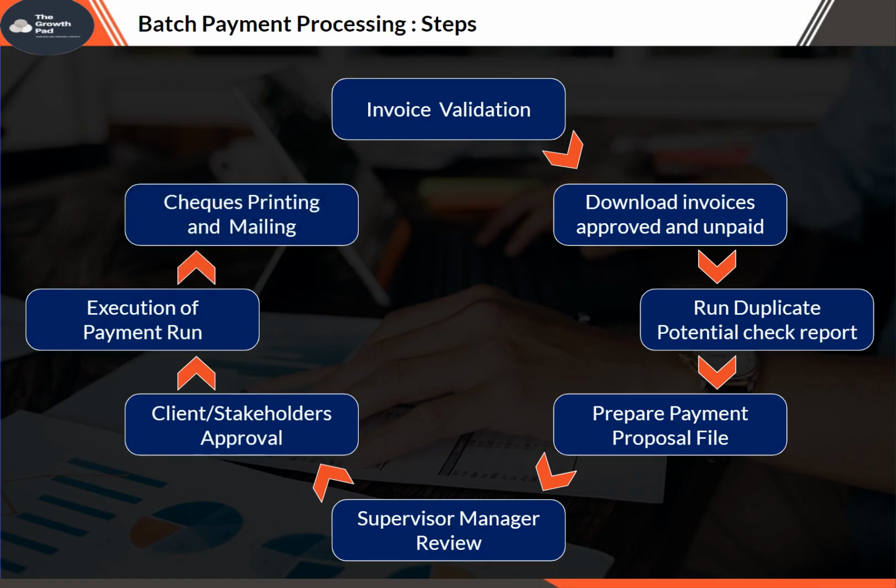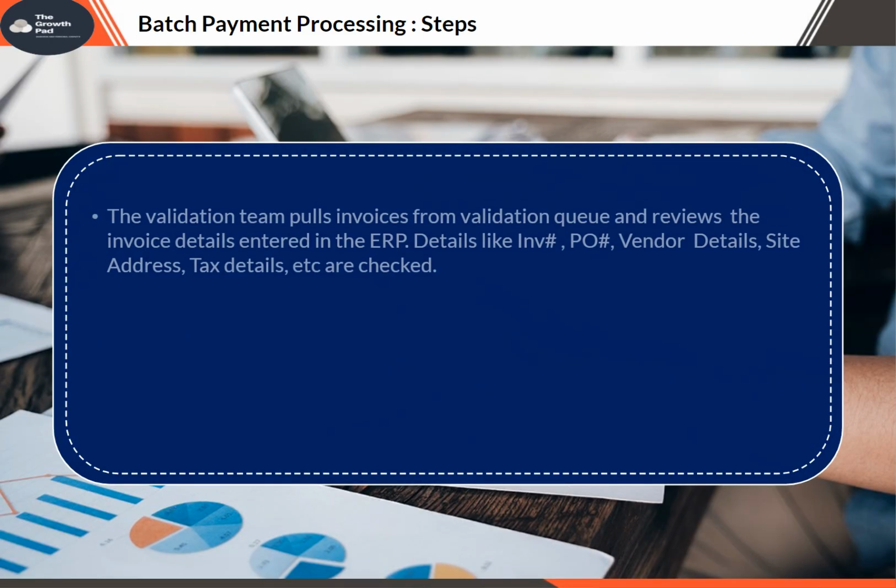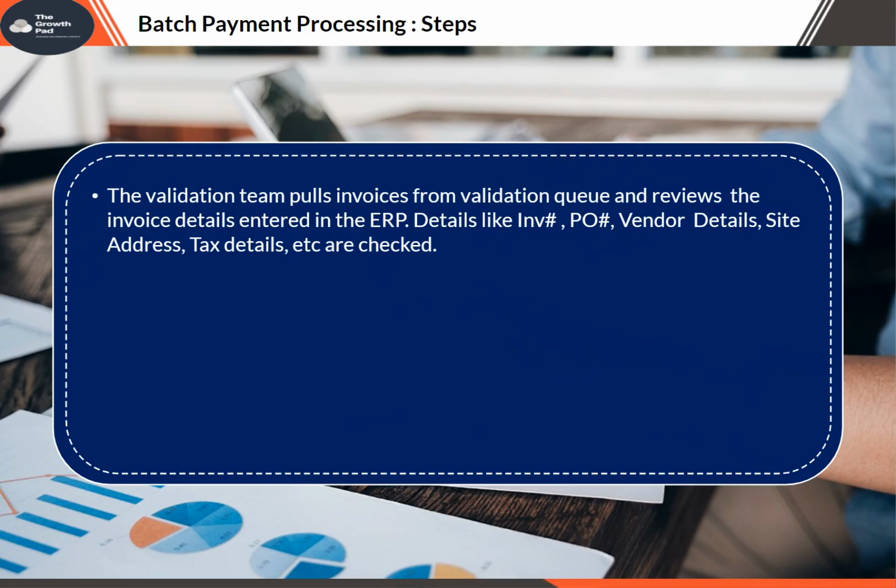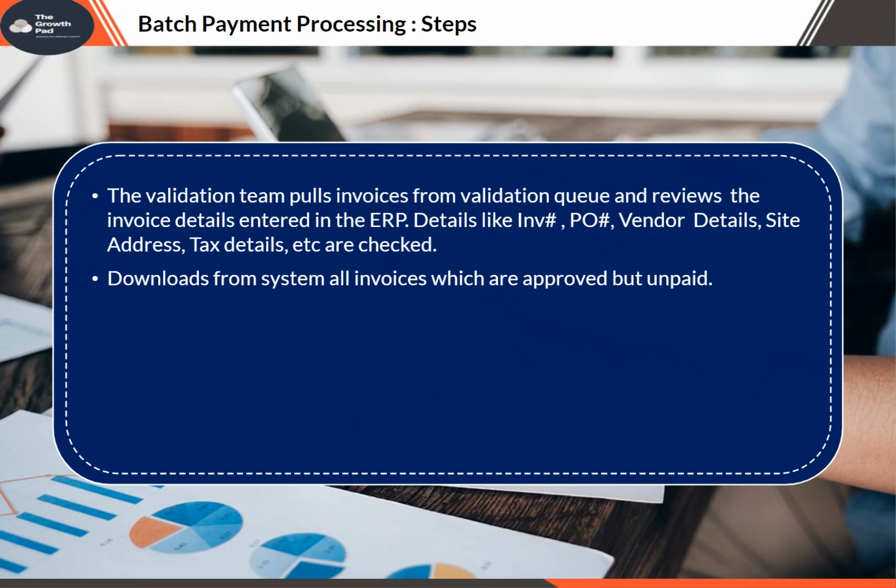Checks printing and mailing. The validation team pulls invoices from the validation queue and reviews the invoice details entered in the ERP. Details like INV #, PO #, vendor details, site address, tax details, etc., are checked. Downloads from the system all invoices which are approved but unpaid.